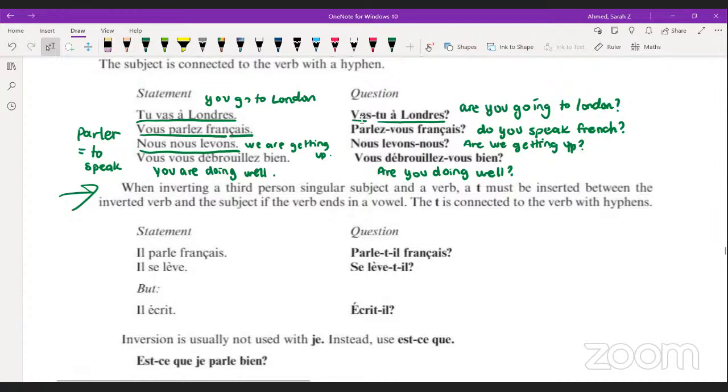Okay, so before we were just putting the verb and the subject, but if the subject starts with a vowel, oops, that's the wrong button. Okay, annotate, right? So this vowel over here of il, so if you're using the pronoun il or elle, then you have to add a T in the middle, just so it flows better. So if the statement is il parle français, the question will be parle-t-il français? Il parle français.